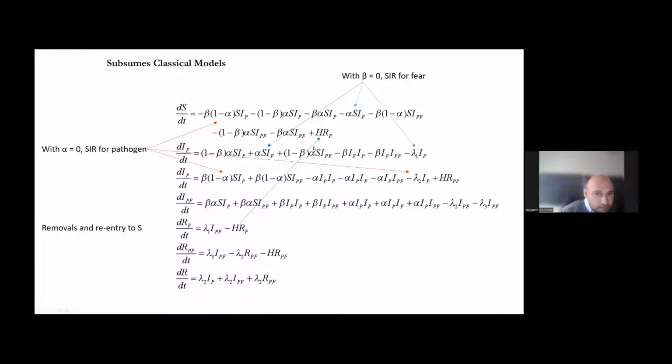You recover from fear and return to the susceptible pool, which is not possible in the classical model. There you're just removed and that's it. While in the pathogen dynamics you're removed permanently by biology, your immune response, in the behavioral one you can re-enter the susceptible pool. So they're not exactly the same, and it produces an interesting asymmetry that I'll come back to.